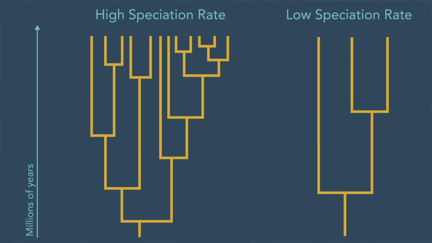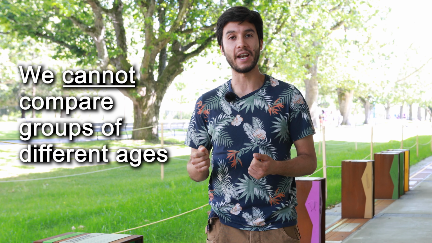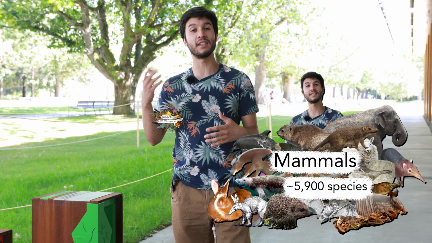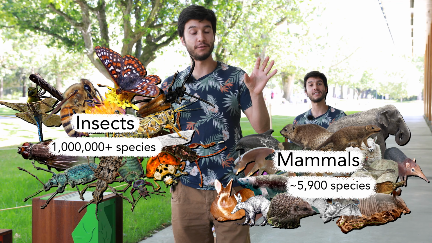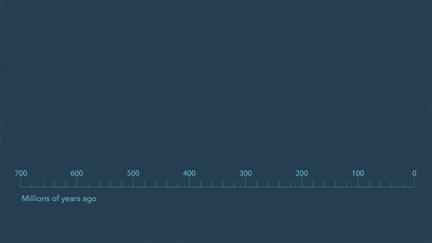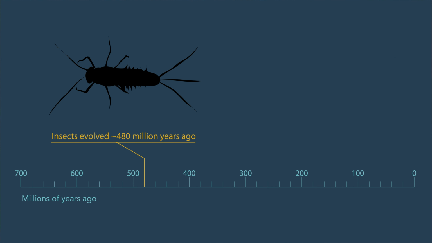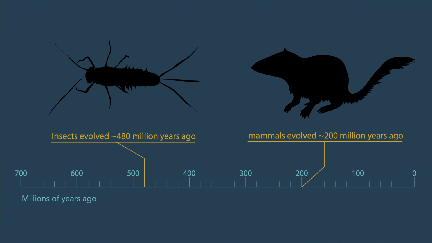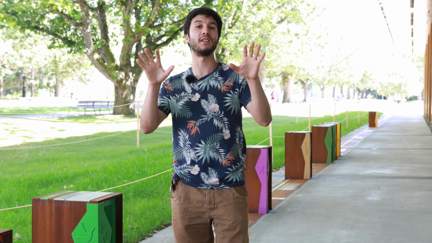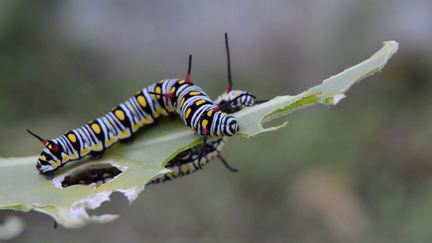So what we figured out is that we cannot compare groups that have different ages. So we cannot explain the differences between mammal diversity and insect diversity, even though they have different amounts of species, by their speciation rates, because insects are much older than mammals. What we figured out later on is that with some mathematical treatments, we can account for those differences, and maybe in the future we might compare their speciation rates and explain why insects might be more diverse than mammals.